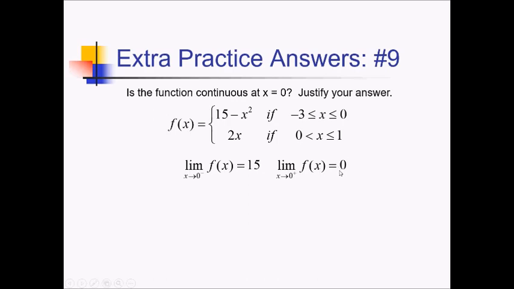Well, 15 and 0 don't match up, so that means that my overall two-sided limit does not exist, and that means that my function is not continuous at x equals 0.